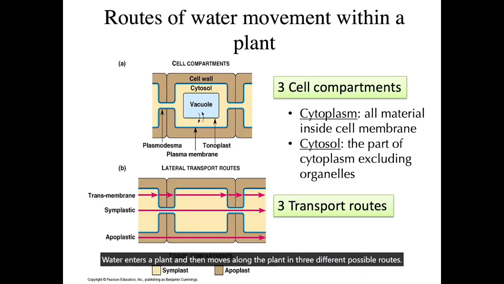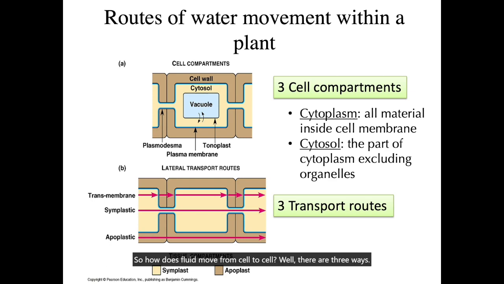Water enters a plant and then moves along the plant in 3 different possible routes. That's R-O-U-T-E-S. And so here is a review at the top from your textbook of the cell compartments. So there's the cell wall, and inside the cell wall is the cell membrane, here indicated in blue, the blue line. And the cytosol, which is the part of the cytoplasm that doesn't include the organelles, is inside there. And then there's the vacuole in the center, which makes up a large part of the cell.